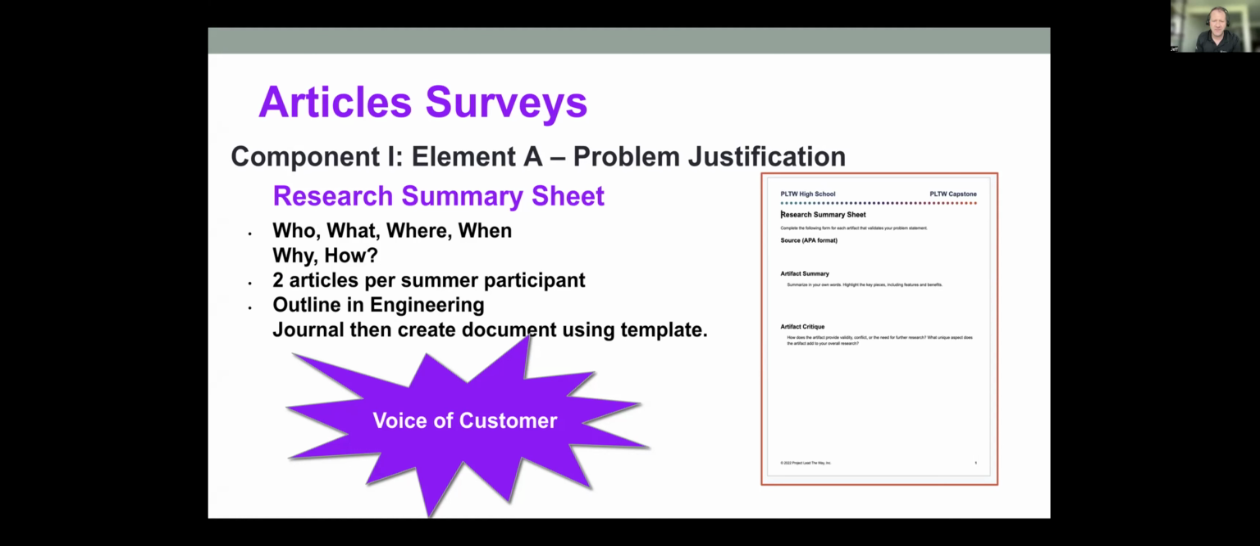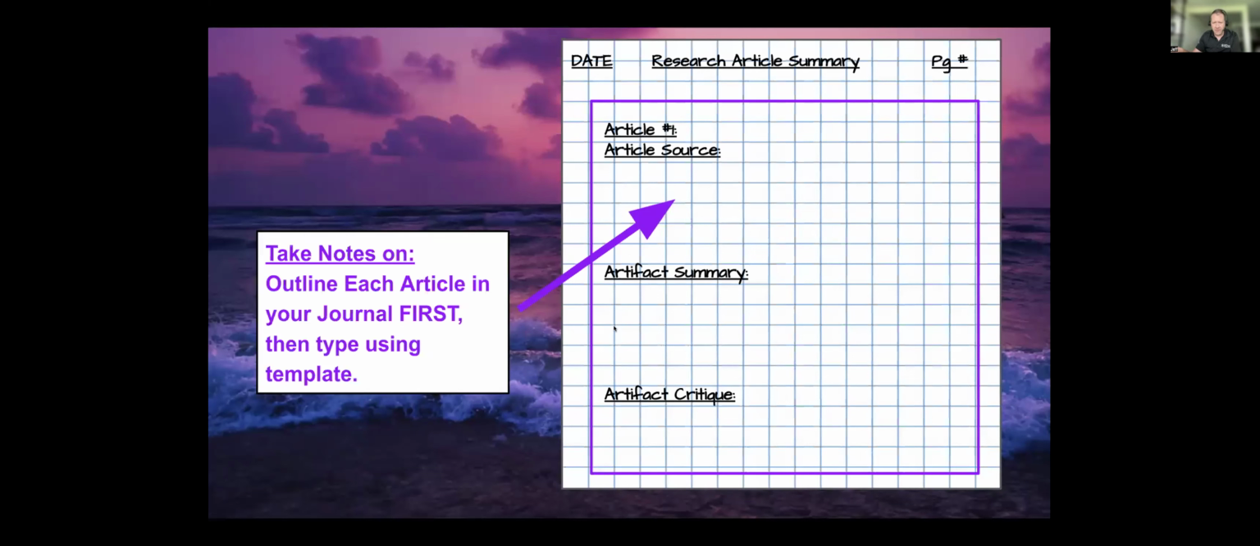They're going to be doing this for weeks. But out of all those different articles, what articles are worth them critiquing? What articles are going to help them paint a better story of the who, the what, the where, the when, the why, the how? So there's this research summary sheet that I hand out to them first.